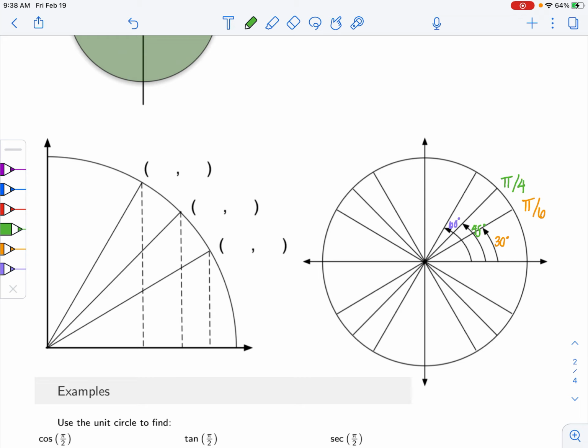If you're wondering where this came from, go back to day 2. Day 1 and day 2 will help. And 60 degrees is really pi thirds. Notice the connection.